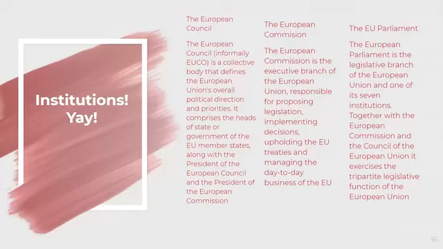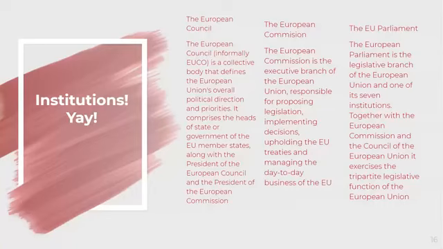The European Council, formerly the EUCO, is a collective body that defines the European Union's overall political direction and priorities. It comprises the heads of state or government of the EU's member states, along with the President of the European Council and the President of the European Commission. This leads us to the European Commission.